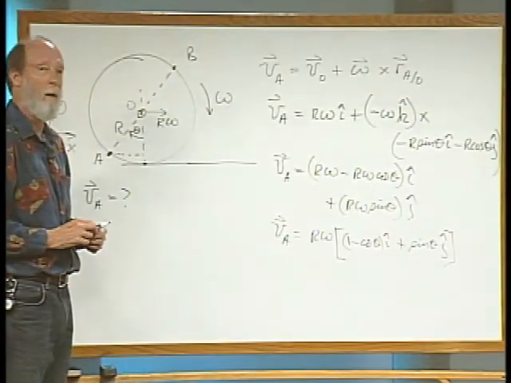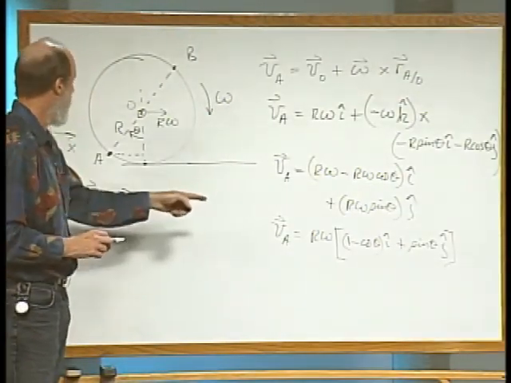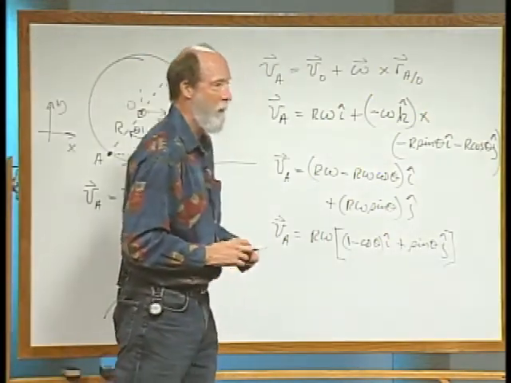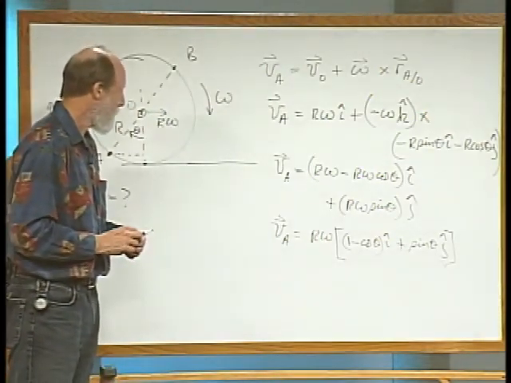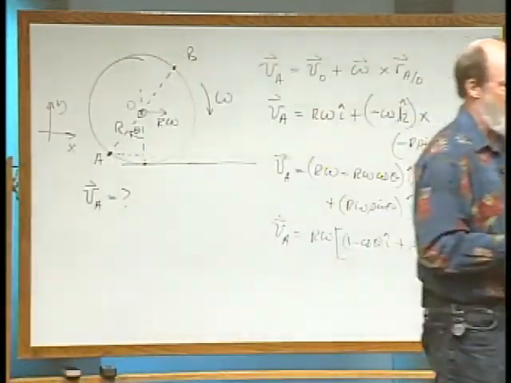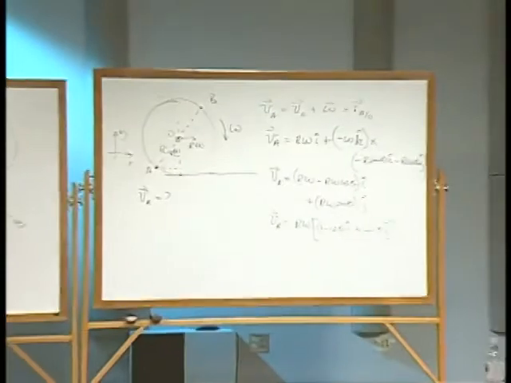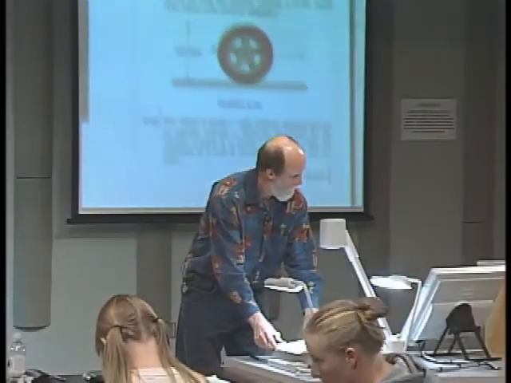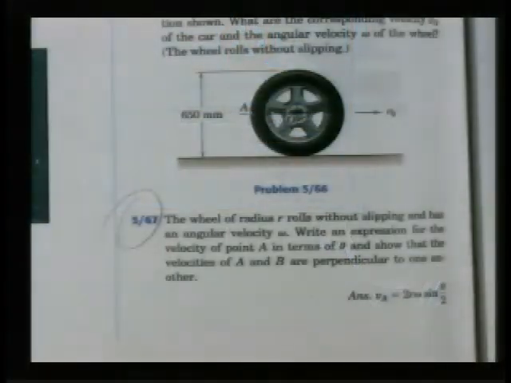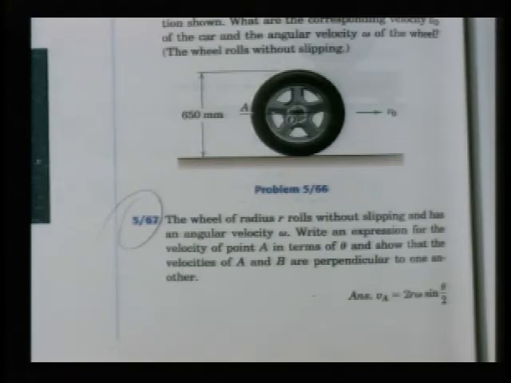Let's go ahead and finish this off. Did they give us prescribed values? No, we're just doing it in general. And so that's not the answer they had in the book. They have 2 R omega sine of theta over 2. That's the answer they get in the book for the magnitude. They didn't specify, so you could have done a vector format too.